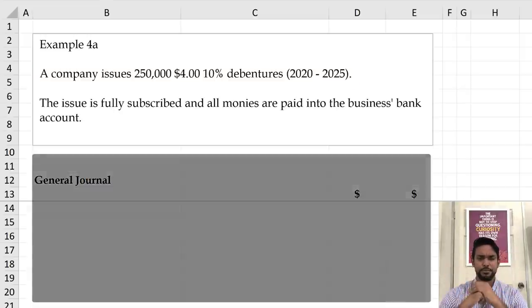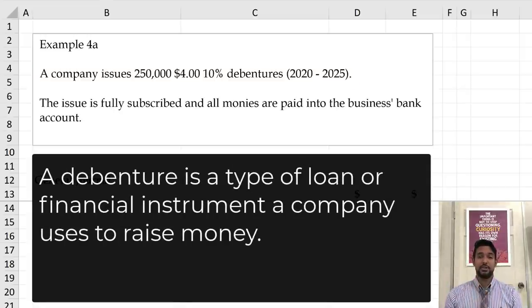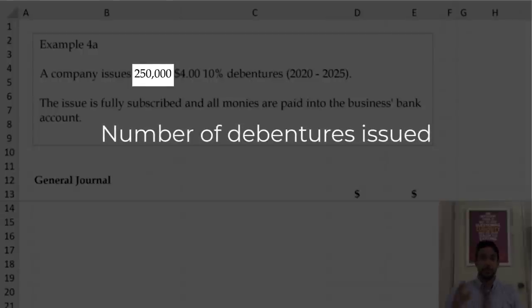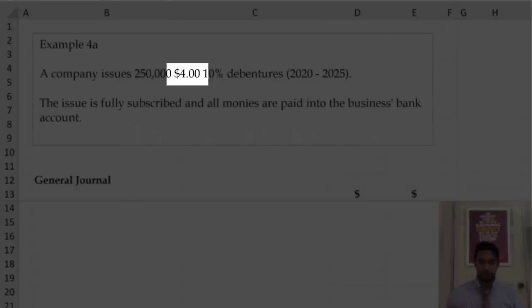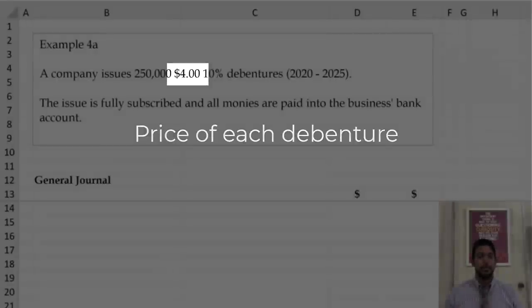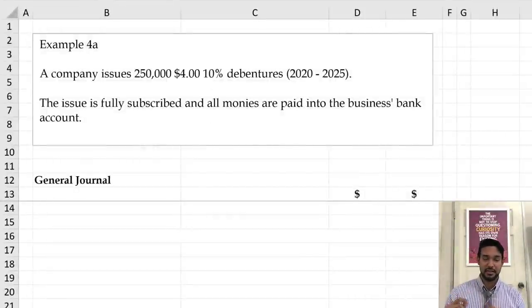So what's a debenture? First of all, a debenture is a type of loan that a company takes. Now, the 250,000 is the number of debentures they issue. The $4, so it's not the par value, that's the price of the debenture. If you go on to do accounting past CSEC, you will encounter premiums and discounts on debentures and discounts on shares as well. But for now, we don't have to worry about those things.